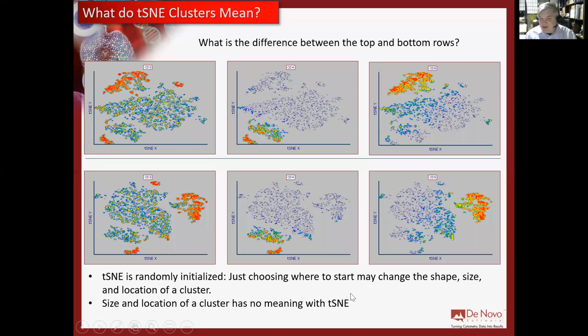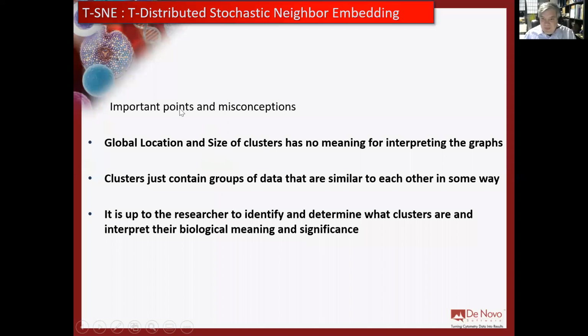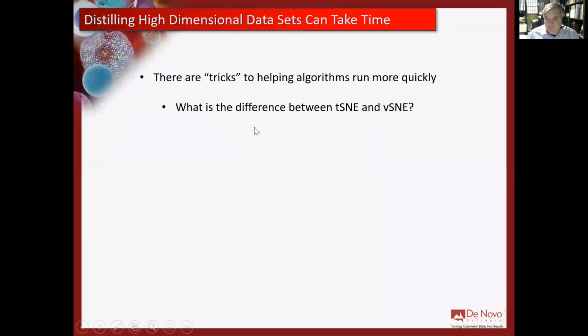I can't tell you how many times I've gone to a conference and a bunch of very smart people are looking at a poster and I hear them saying, "Oh, look how close that t-SNE cluster is to the other one. That must have some sort of relationship." It doesn't, right? So, keep that in mind. I kind of summarize those two points. And again, it's up to the researcher to identify and determine what those clusters are.